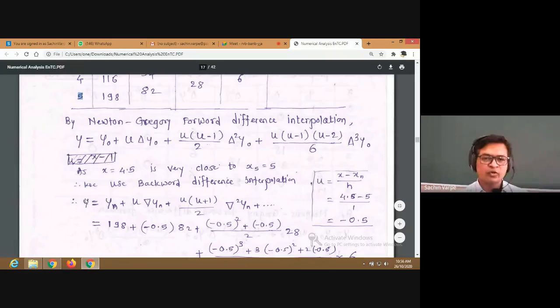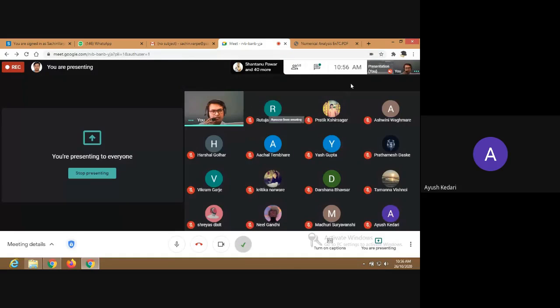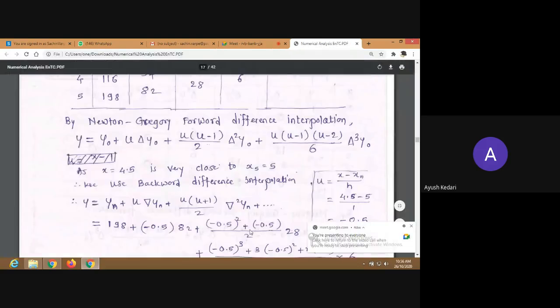Is it okay with this formula? Is it okay, all? With the formula? Yeah. Let me check the chat box. Okay, Vaishnavi.